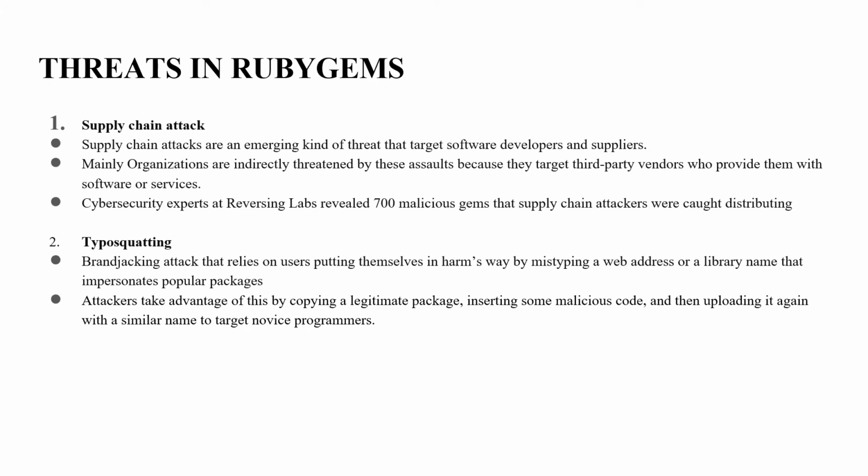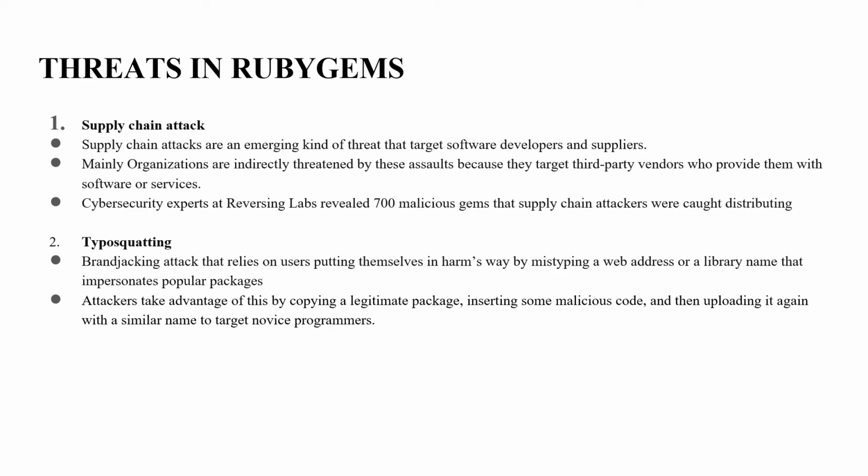Rubygems are vulnerable to several kinds of threats. The first being is the supply chain attack. Organizations are indirectly threatened by these assaults because they target third-party vendors who provide them with software or services. In this instance, there is an implicit trust between the software provider and their customers, which is precisely what software supply chain attacks try to undermine.